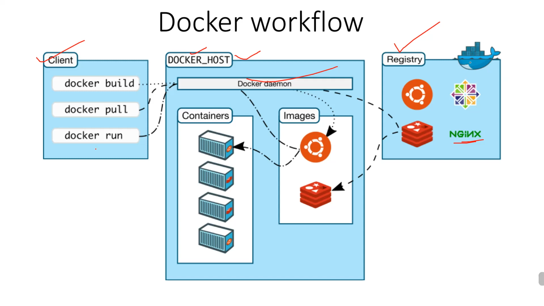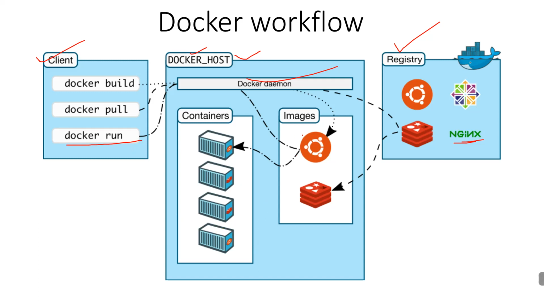Just use the docker run command. To run a container, use the docker run command. When we run docker run with nginx, you have to provide the image name there, like nginx. If you give nginx, then it will first search in the local Docker daemon.